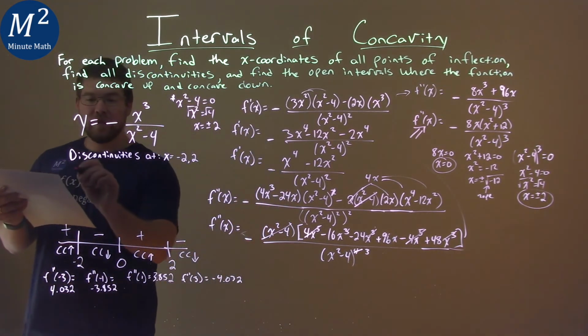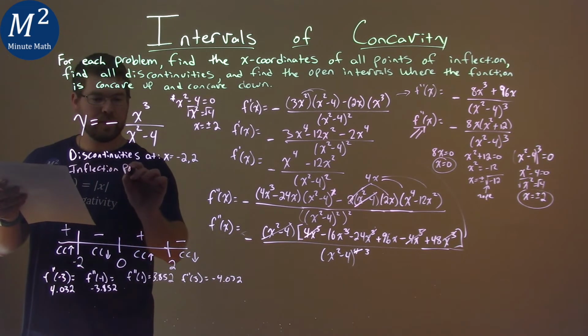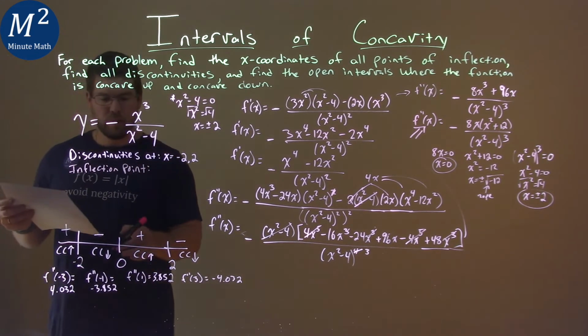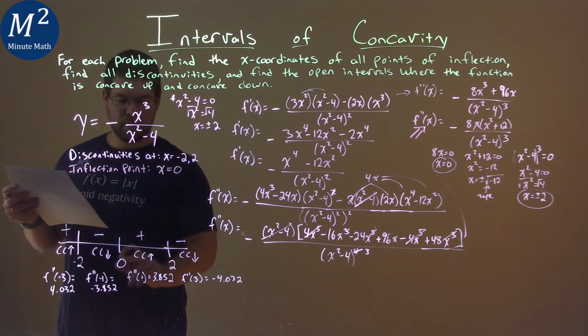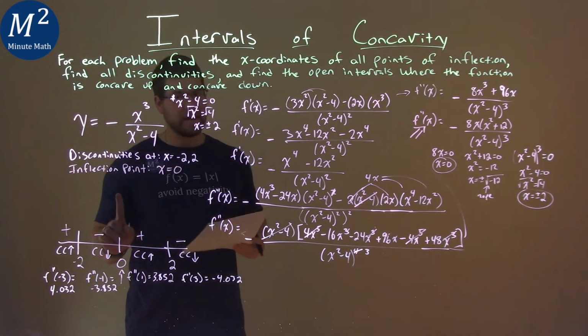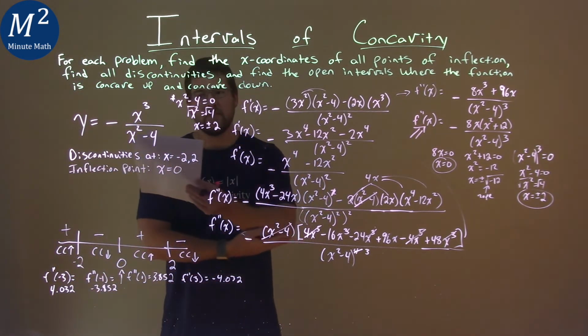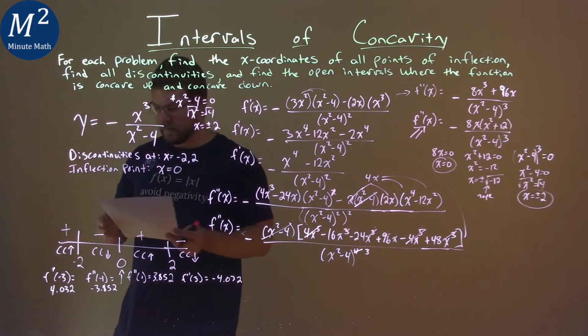The only inflection point we have is right there at x equals 0, where we change concavity. At -2 and +2, we change concavity, but it's not an inflection point because there are asymptotes there. We're discontinuous there, so we can't have a point of inflection there.